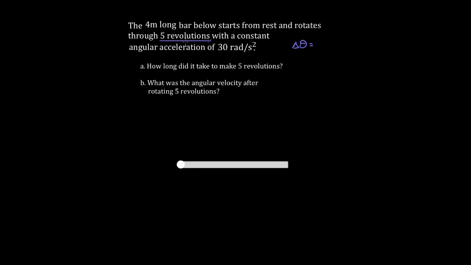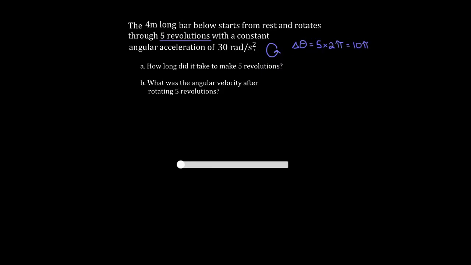So how many radians would 5 revolutions be? 1 revolution is 2 pi radians, because 1 time around the entire circle is 2 pi radians. So that means 5 revolutions would be 5 times 2 pi radians, which gives us 10 pi radians. So we've got our angular displacement.